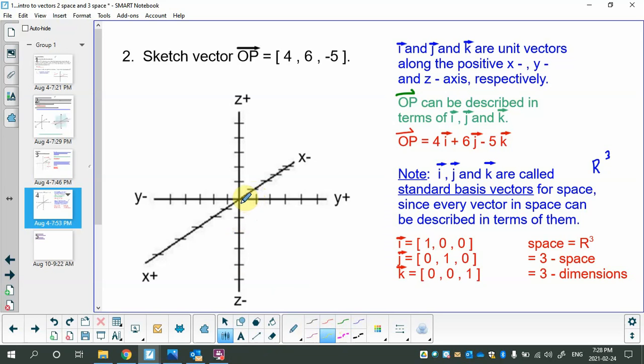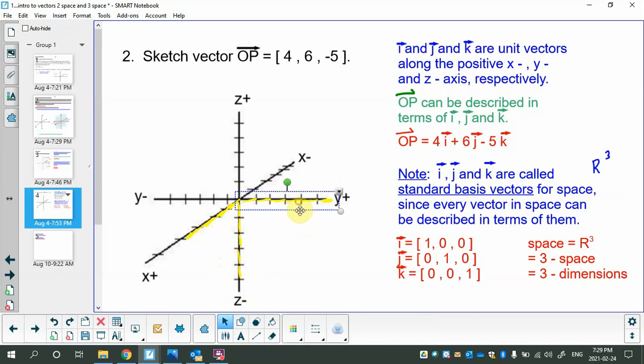I'm going to show you my movements. So 4 x's is 1, 2, 3, 4. 6 y's is 1, 2, 3, 4, 5, and let's fake the 6th. And there's negative 5 z's, so 1, 2, 3, 4, negative 5. So basically, I have to draw a picture so that I can picture the spot where all of those happen.